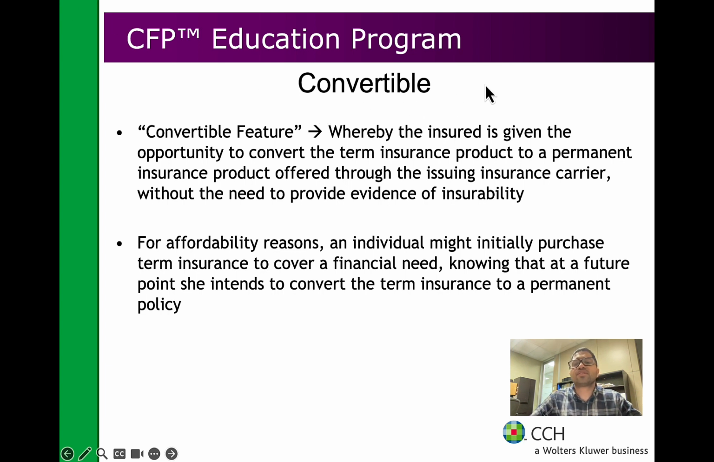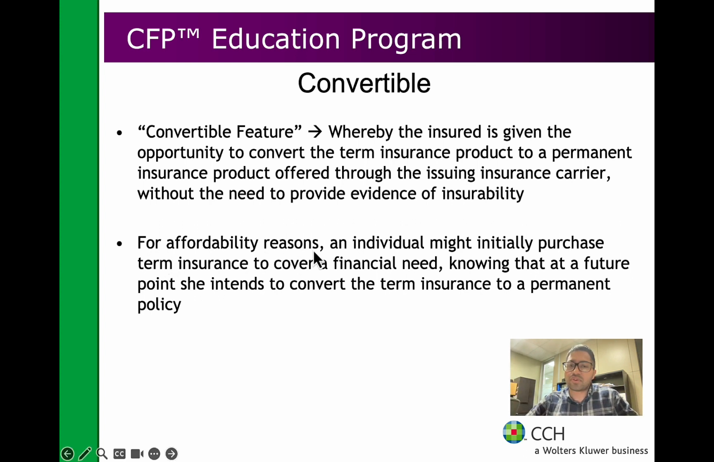Then certain term insurance products are convertible. The convertible feature means the insured is given the opportunity to convert the term insurance product to a permanent insurance product offered through the issuing insurance carrier without the need to provide evidence of insurability, that is, your health is not a consideration. You can convert the term policy, if you have this feature in it, to a permanent insurance policy. Of course, the premiums will increase, but you do not have to do health checkups.